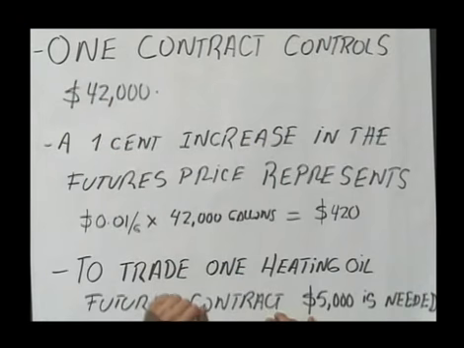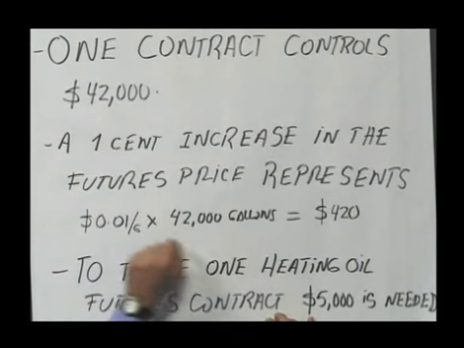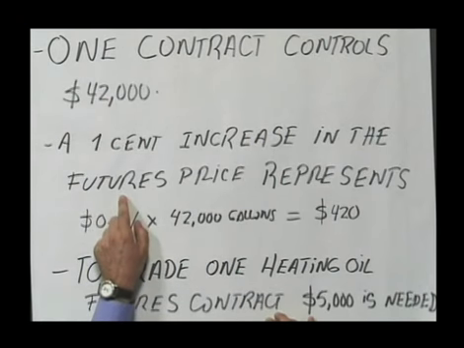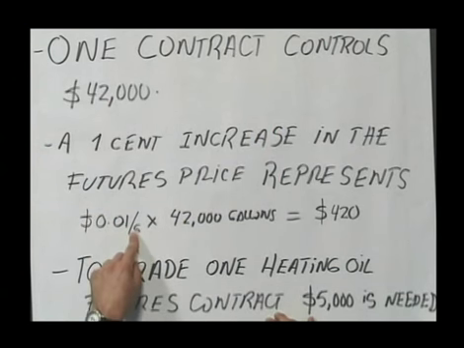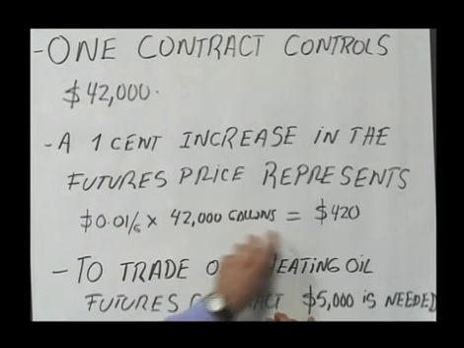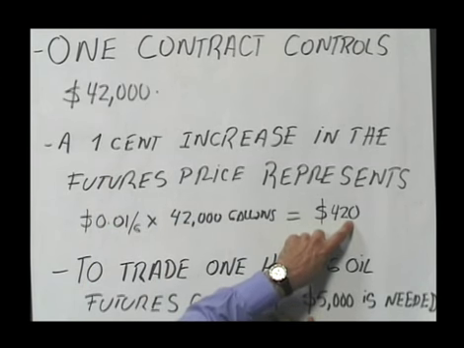Remember now, one contract controls $42,000 in the commodity. A 1 cent increase in the futures price represents how much in terms of dollars? Well, it represents 1 cent times 42,000 gallons equals $420.